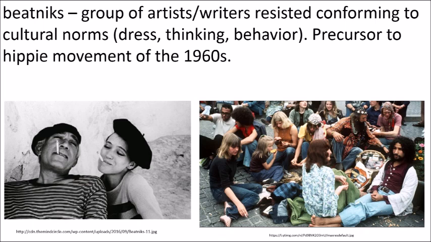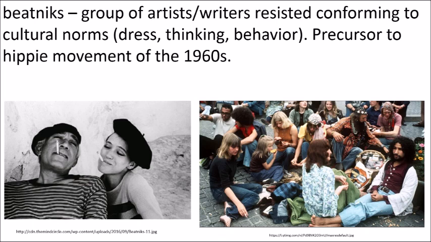You also had a couple cultural movements emerging. The Beatniks were a group that was a precursor to the hippie movement of the 1960s. The hippies are much better known, mainly because of Woodstock and, I don't know, the infamy surrounding that event, depending how you look at it. But Beatniks, they were a group of artists and writers who resisted conforming to cultural norms. They were this group that said, hey, especially in the 1950s, we saw a certain view of society, this nuclear family.